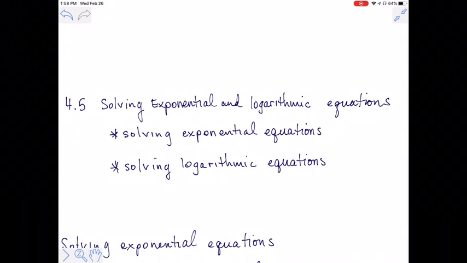Hi, this is a video for section 4.5, which is solving exponential and logarithmic equations. Those are the only two learning targets here. We'll first look at solving the exponential equation, and then we'll look at solving a logarithmic equation.